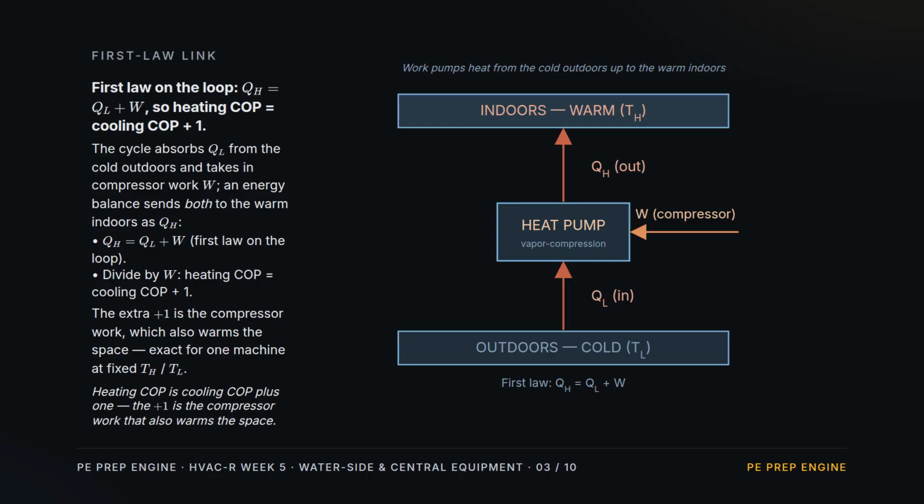The cycle pulls heat QL from the cold outdoors and adds compressor work W. A first law balance sends both indoors as QH. So QH equals QL plus W. And dividing by W, the heating COP is exactly the cooling COP plus 1. That extra 1 is the compressor work, which also ends up as heat in the space. It's exact for one machine at one pair of temperatures. A real unit in heating versus cooling mode is at different conditions.